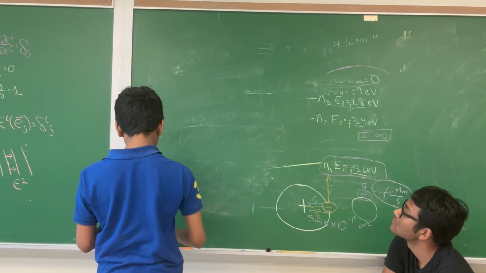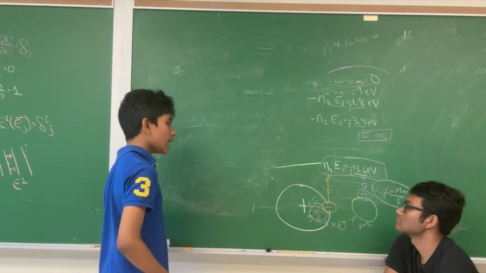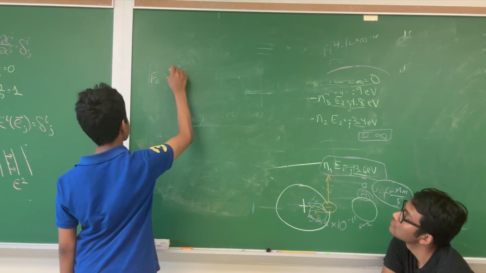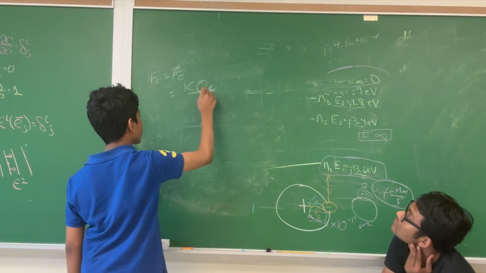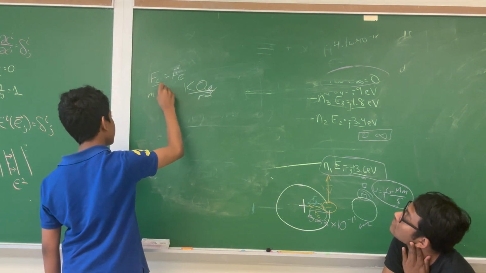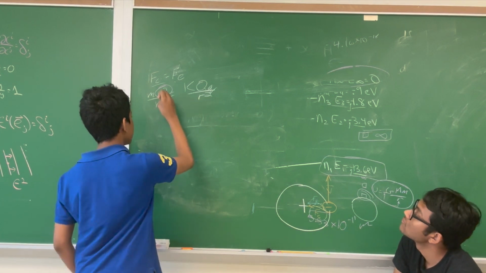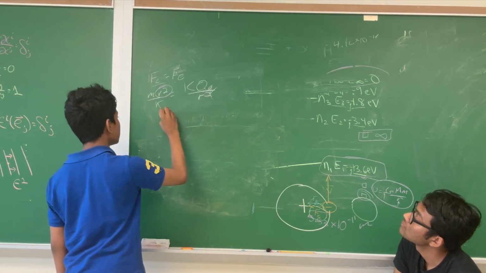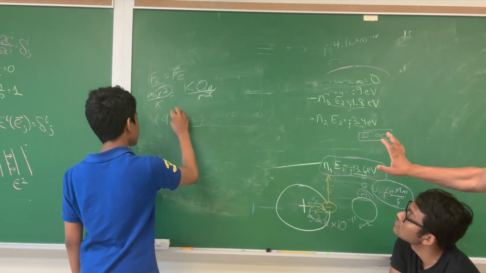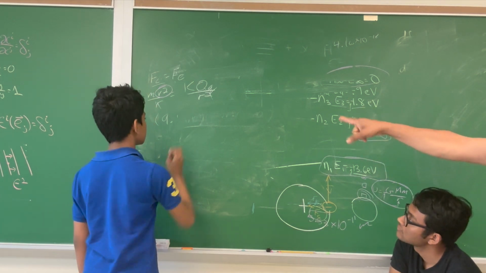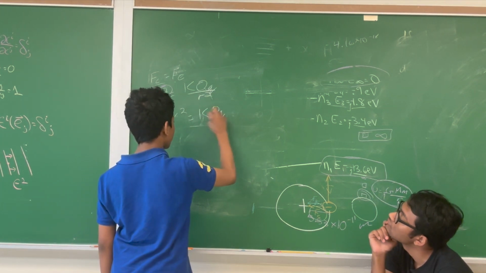Okay, so now we find the kinetic energy because, as we stated before, the centripetal force has to be equal to the electrostatic force. By Coulomb's law, the electrostatic force is kQq over r squared, and the centripetal force is mv squared over r. We cancel out the r's on both sides. Before you plug in the value, can you first get the equation? It's mv squared is equal to kqq over r.